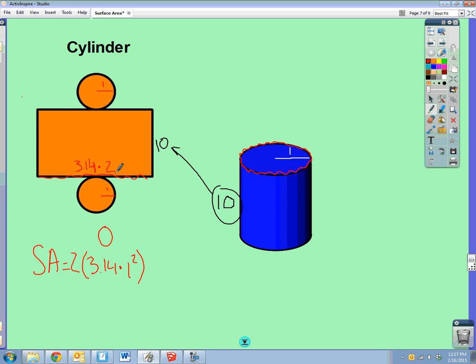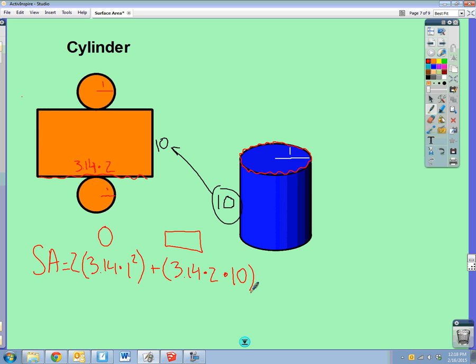The area of my rectangle then is going to be the circumference, 3.14 base times height. Again, we get the 3.14 times 2, that's the base of the rectangle, that's the circumference of the circle, times the height, 10. So, okay, let's work through this.